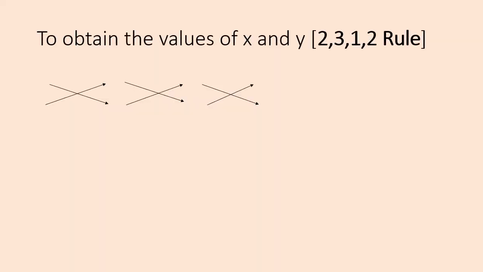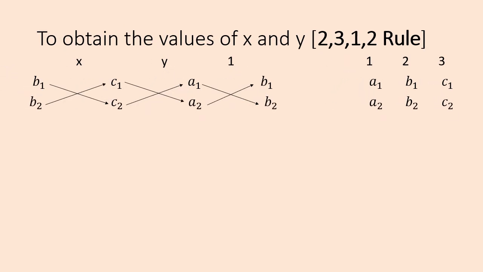To obtain the values of x and y by cross multiplication method, we are using the 2-3-1-2 rule. 2-3-1-2 rule means here 2 represents the second column, 3 represents the third column, 1 represents the first column. Now, what means the first column? First column means it is the coefficient of the variable x in the given pair of equations.